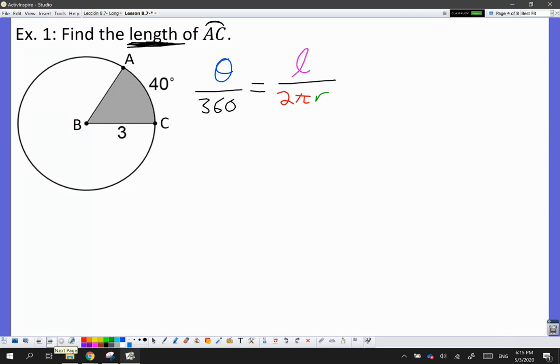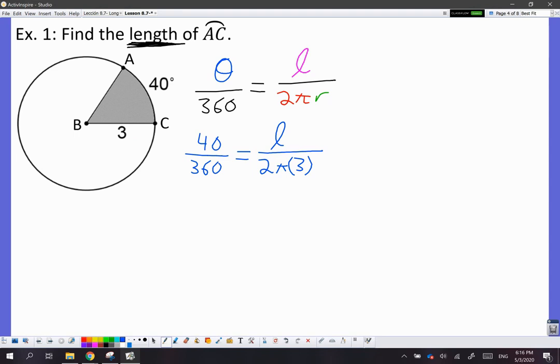So before I cross multiply, I'm going to go ahead and plug in my numbers, because that's going to make everything later on a little bit easier. So I'm going to start with my arc measure. And it tells me here that the measure of the arc is 40 degrees. So I'm going to put 40 over 360 equals L. I don't know L. That's what I'm looking for. But then here, 2 pi r, I know that r is 3. The radius is 3 here. So I'm going to put 3 in there for r.